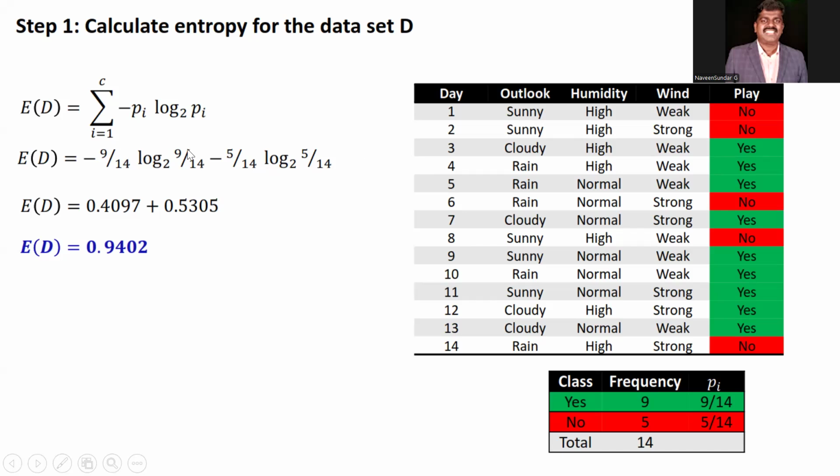So for this, the logarithmic value is 0.4097 and for this, the logarithmic value is 0.5305. Totally, we are getting 0.9402. But this is the entropy for the complete data set D.